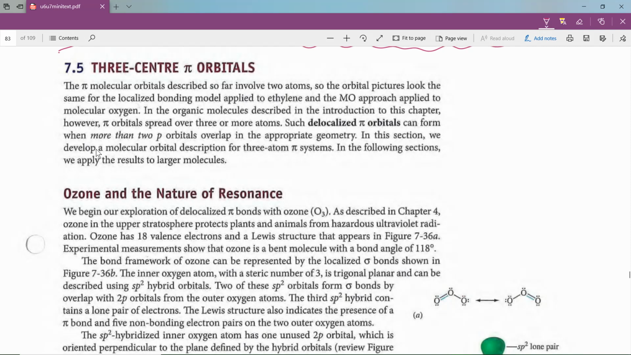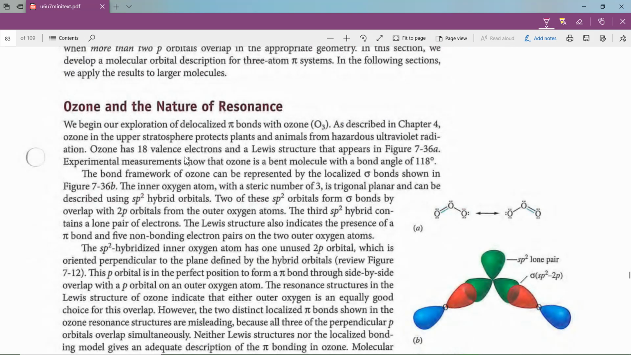So the pi molecules, let me get my pen here, so far involve two atoms, so the orbital pictures look the same for the localized bonding model applied to ethene and the MO approach applied to molecular oxygen. But we can have some pi orbitals spread over more than two atoms, three or more, and that would be a delocalized pi orbital system. So they form when more than two p orbitals overlap in an appropriate geometry. So we're going to look at a few examples of that.